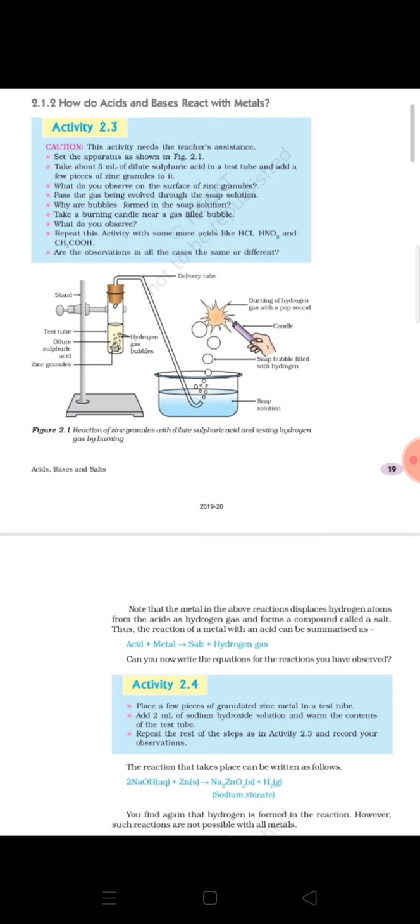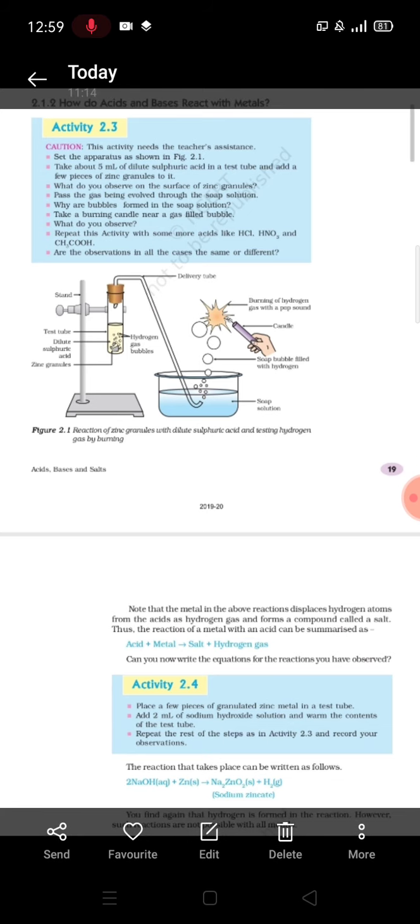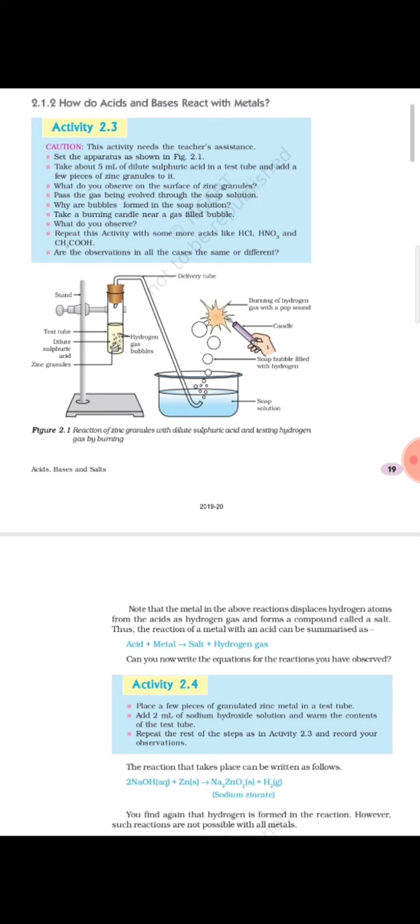Suppose zinc metal is reacting with dilute sulfuric acid, then the salt of the zinc metal will be zinc sulfate, and hydrogen gas definitely. In the same way, if zinc metal reacts with dilute hydrochloric acid, then the salt will be zinc chloride, again a salt of zinc metal, and hydrogen gas will be evolved. So this equation given here, acid plus metal gives salt and hydrogen gas, is the basic equation, a kind of formula, and just by putting in different acids and different metals you can write the products.